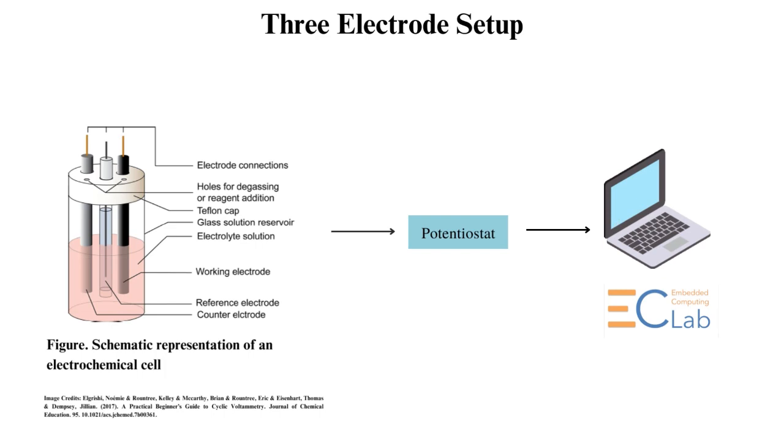The setup is closed with a Teflon cap, and sometimes we purge the electrolyte using nitrogen gas. This overall setup is connected to a potentiostat to apply voltages across the working electrode and the counter electrode, and we obtain the measurements accordingly so that we can analyze the water splitting reactions overall.